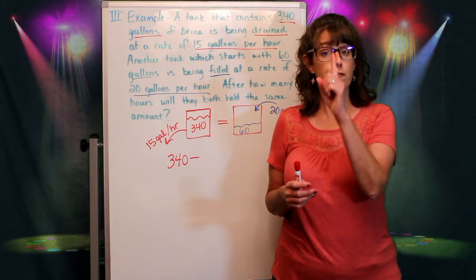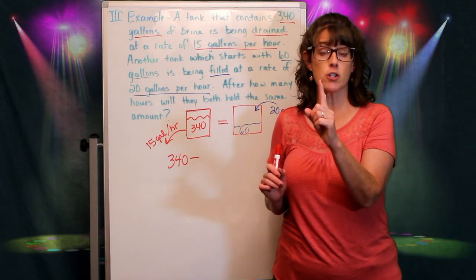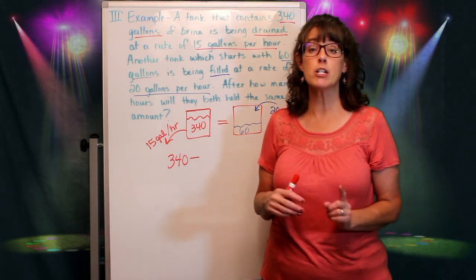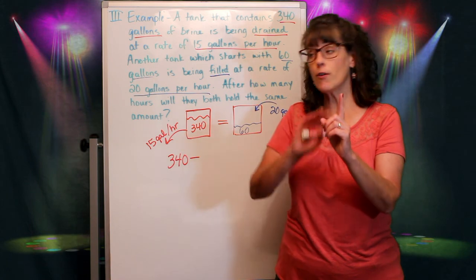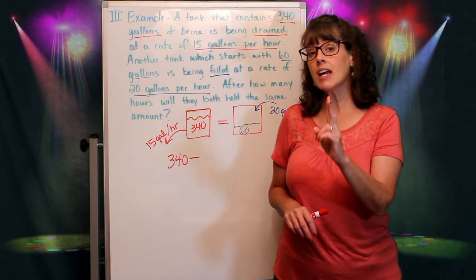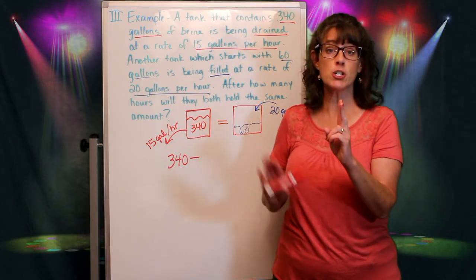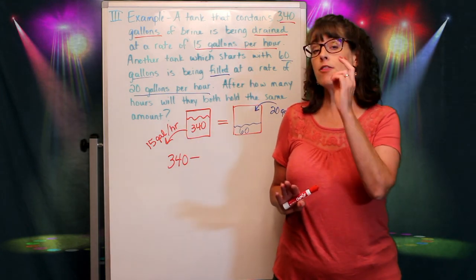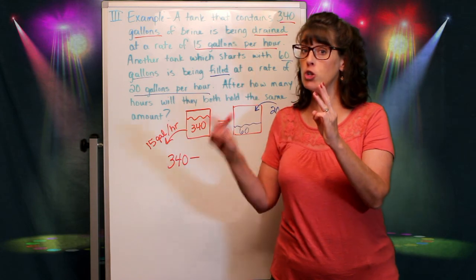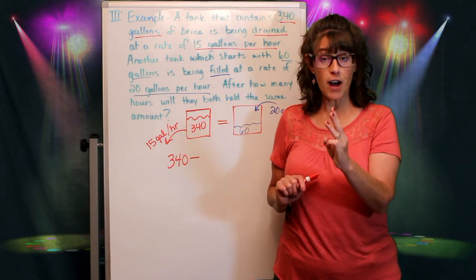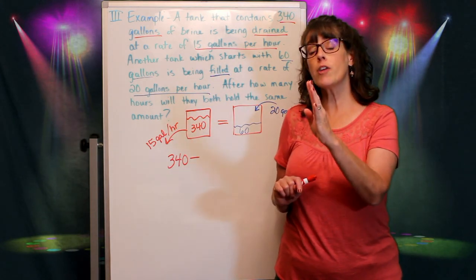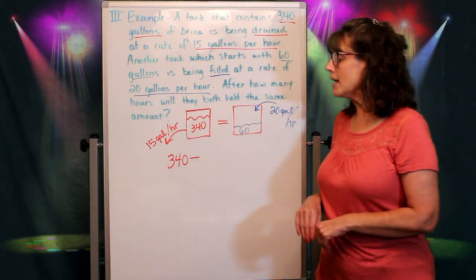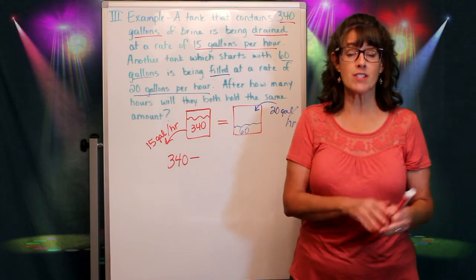Well, that means in the first hour, it's lost how much? 15 gallons. Now, I'm not asking how much is in the tank. I'm just asking how much is lost. In the first hour, 15 gallons. In the second hour, how much is lost? Not how much is in there, but how much is lost? Yes, 30 gallons. In the third hour, how much is lost? 45 gallons. In the fourth hour, how much is lost? 60 gallons. How are we getting 15, 30, 45, and 60?